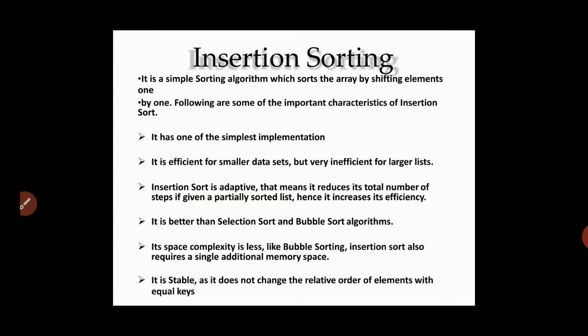The third point is that insertion sort is adaptive: it reduces its total number of steps if given a partially sorted list, which increases the efficiency. That means if you have 10 cards and 8 cards are already in order, then you sort only 2 cards, one by one. So if it is partially sorted, the efficiency increases. Obviously, because you have to sort only 2 cards, nothing else.